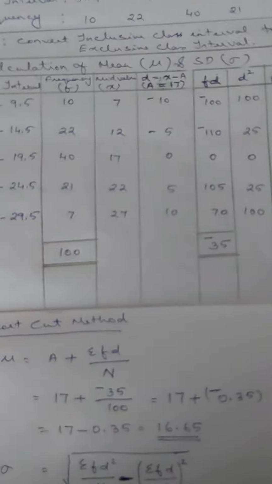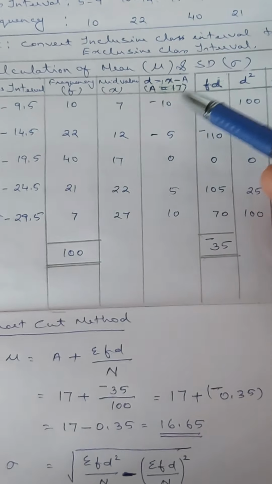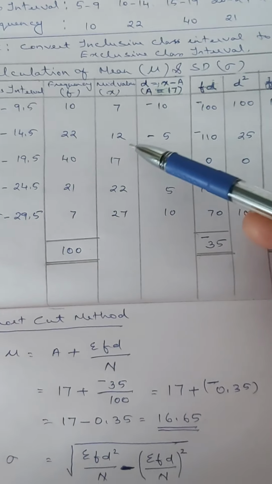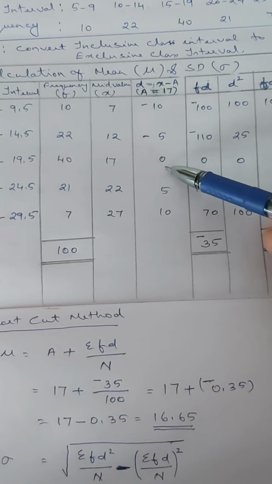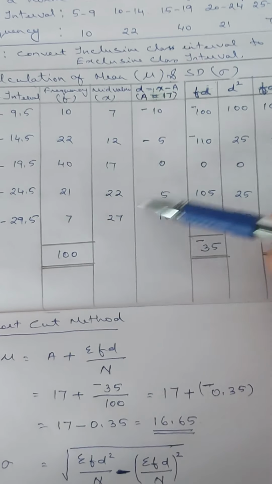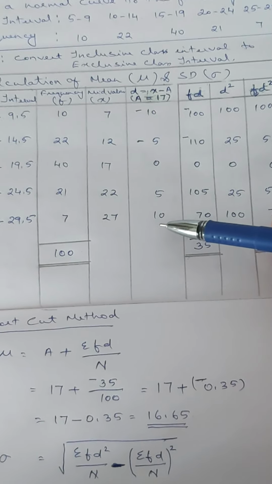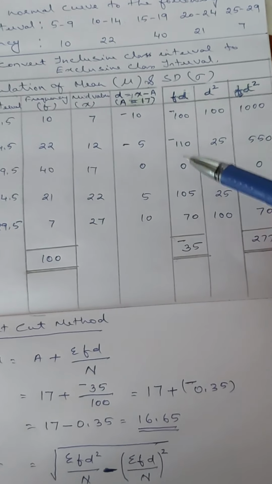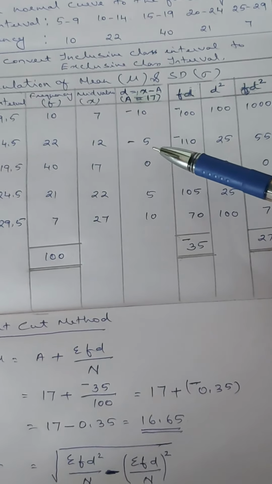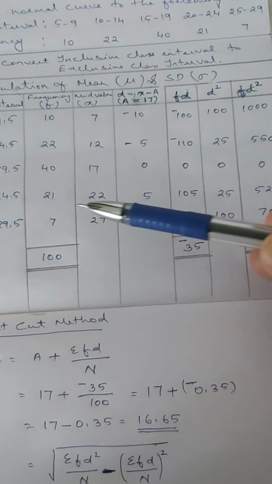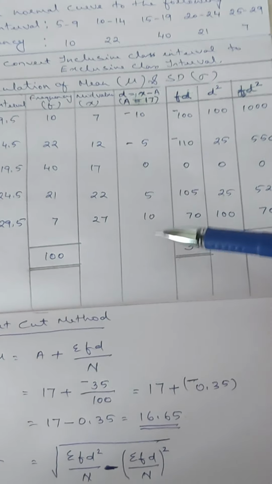So d: 7 minus 17, that is minus 10. 12 minus 17, that is minus 5. 17 minus 17, 0. 22 minus 17, 5. And 27 minus 17, that is 10. Then fd, that is frequency into d: 10 into minus 10, 22 into minus 5, 40 into 0, 21 into 5, 7 into 10.